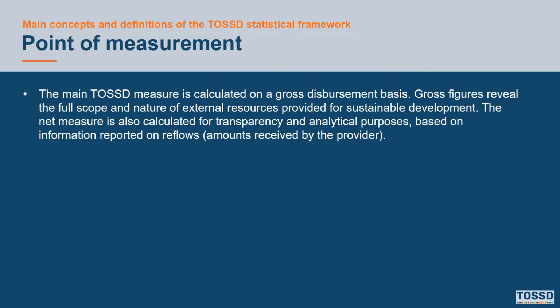What is the point of measurement in TOSSD? The main TOSSD measure is calculated on a gross disbursement basis. This is because gross figures reveal the full scope and nature of external resources provided for sustainable development. The net measure will also be calculated for transparency and analytical purposes based on information reported on reflows.